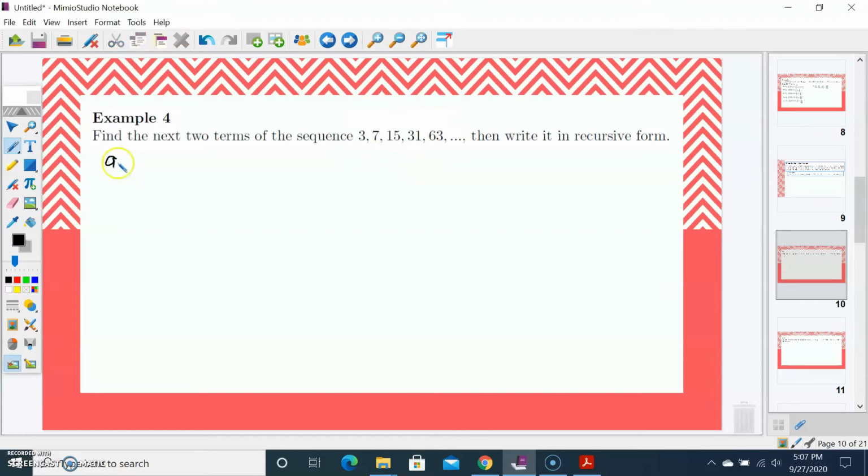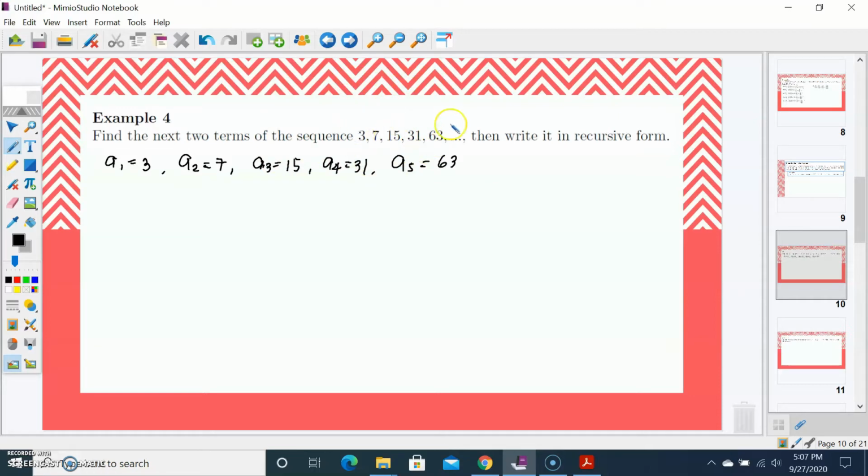We have the first term, which we denote by a sub 1 is equal to 3. Our a sub 2, or the second term, is 7. Our third term, which can be denoted by a sub 3, is equal to 15. Our fourth term, a sub 4, is equal to 31. Our a sub 5 is 63. Now, still, we're talking about sequences here. We must look for a pattern in this sequence.